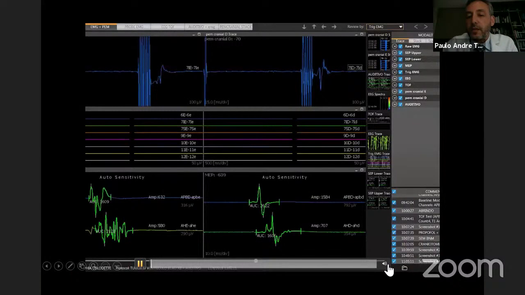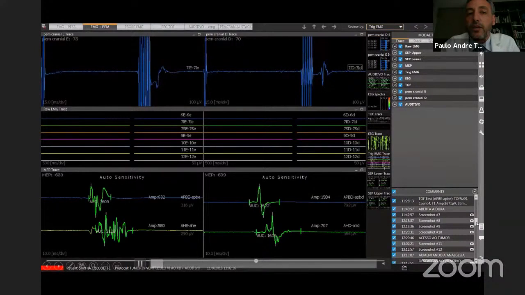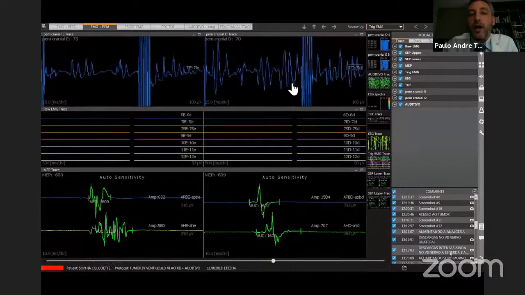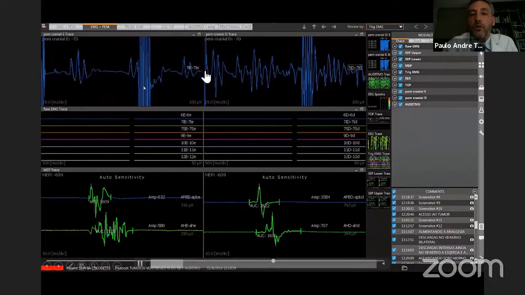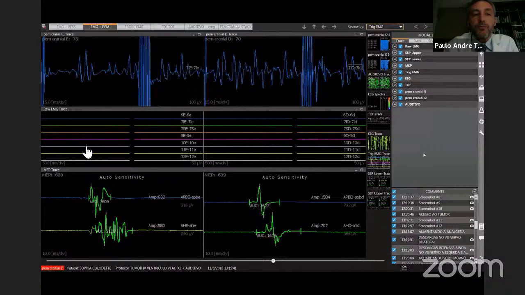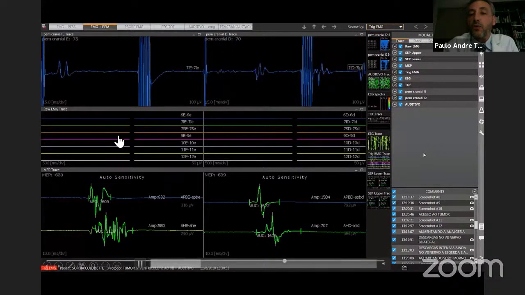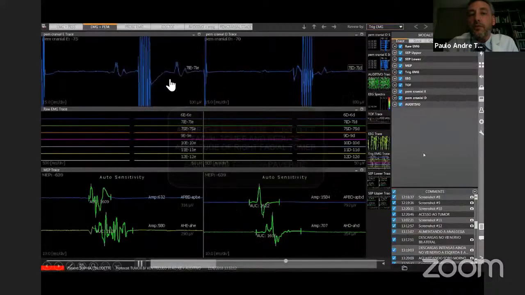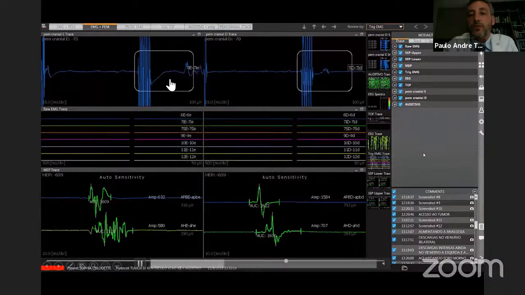In this other video, I was lucky to detect a discharge during the resection, and immediately after this discharge, I lost the motor evoked potential. It was almost at the end of the resection, and I forgot to start the continuous EMG at that point. What I saw is that the response was very small on the right side, and there was no response on the left side. It was not constant. Sometimes I had the response on the right side and no response on the left side. And I decided to increase the intensity of the stimulation.